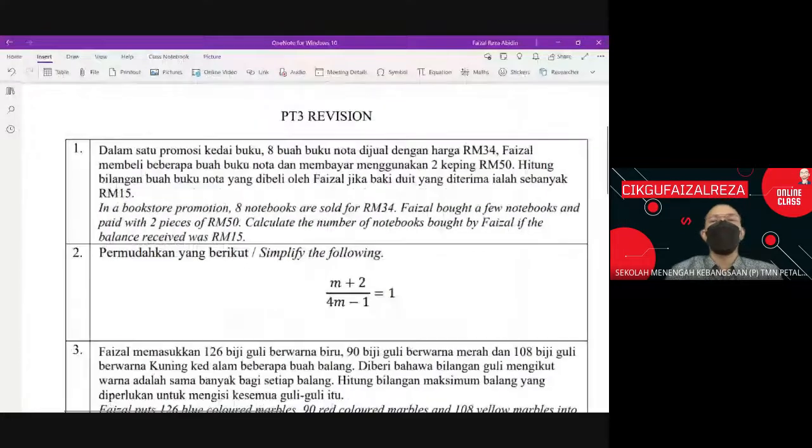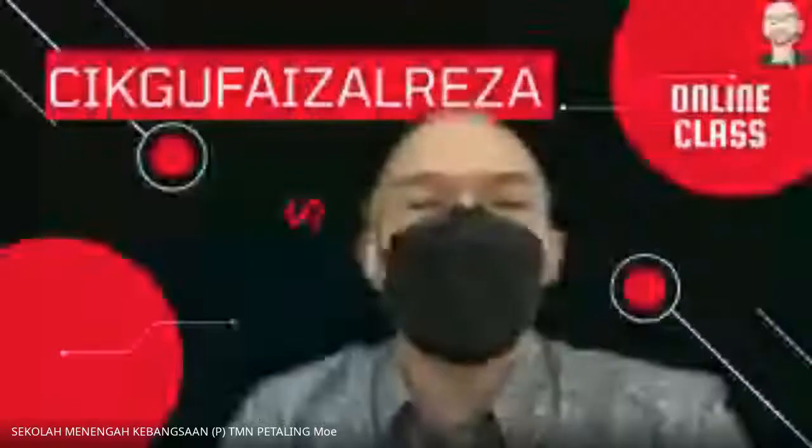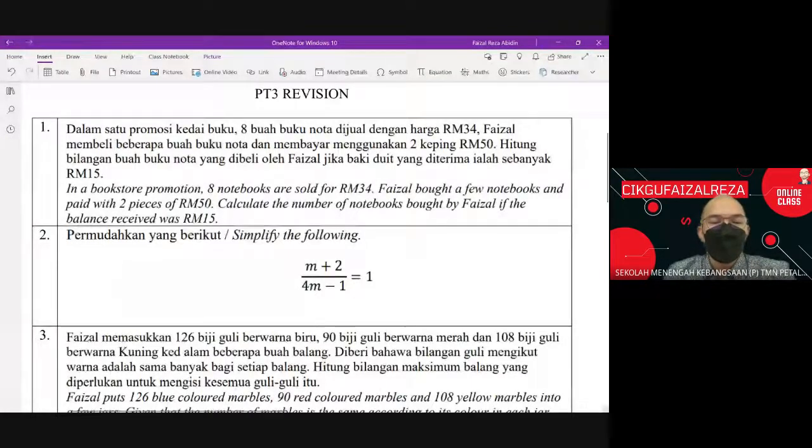Okay, for today we are going to look at our second revision actually. The first one we done already yesterday, finished already. So for today we are going to look at the second revision. In a bookstore promotion, 8 notebooks are sold for 34 ringgit. Faisal bought a few notebooks and paid with 2 pieces of, if the balance received was 15 ringgit.